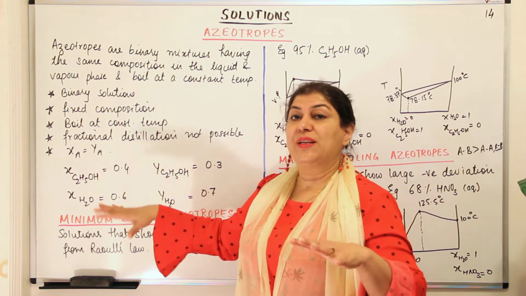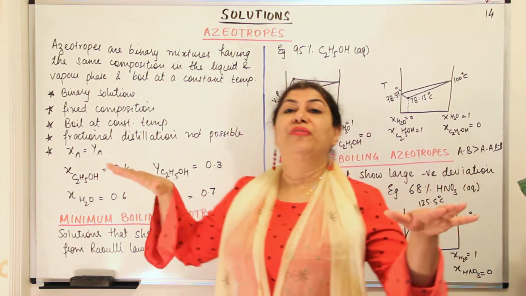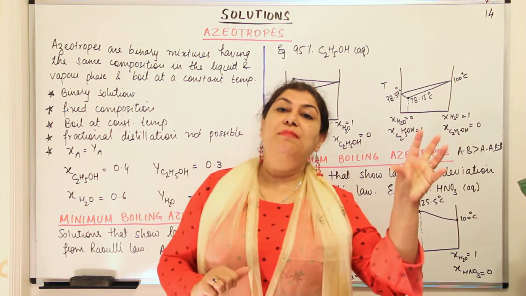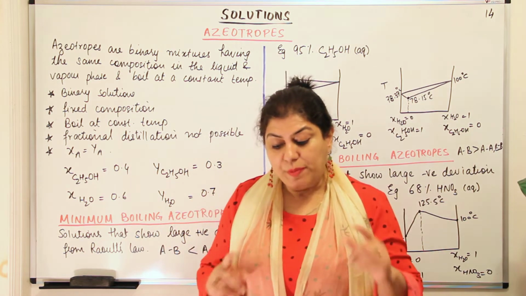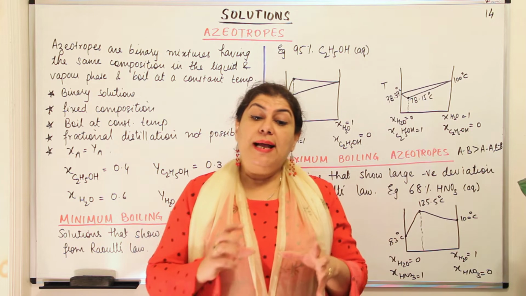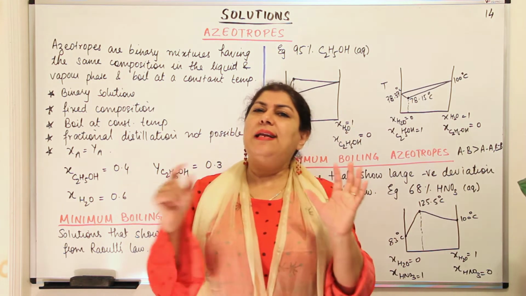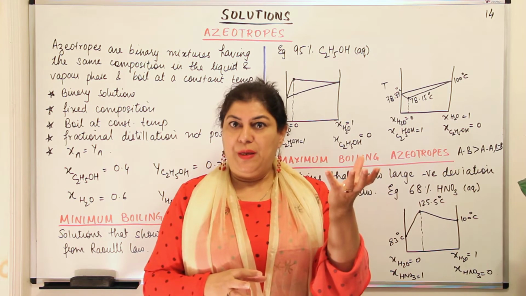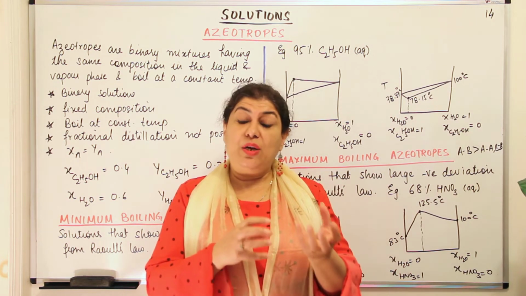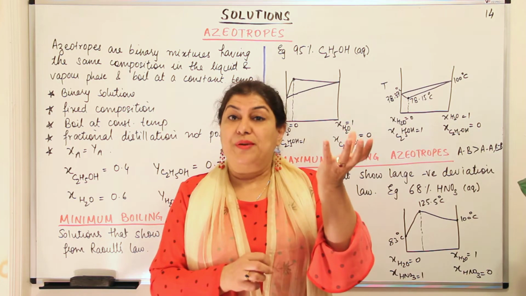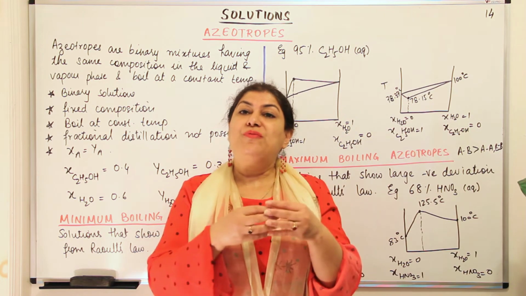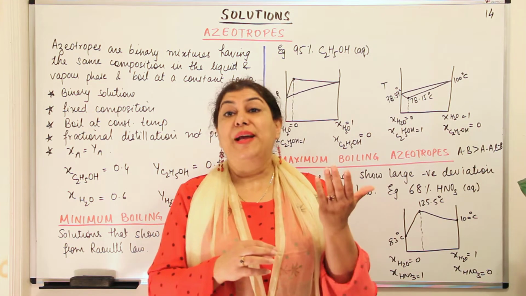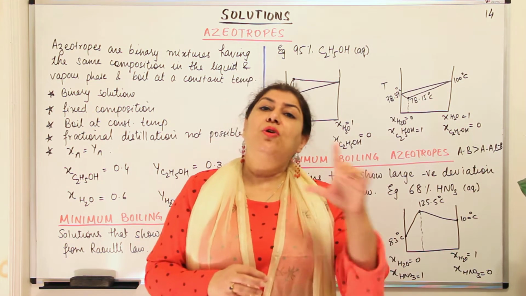So on the basis of this, you get two types of azeotropes: the minimum boiling azeotropes and the maximum boiling azeotropes. You remember, I told you in the previous video that vapor pressure is directly related to the boiling point of a substance. The higher the vapor pressure, it means that the liquid easily turns into vapors, and the forces of attraction between the molecules is not strong enough, and therefore it is easy for the molecules to vaporize. So they will boil at a lower temperature.